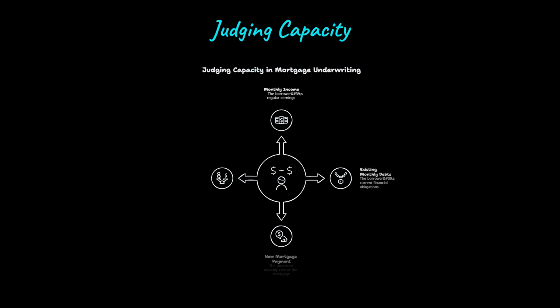To judge capacity, the underwriter compares the borrower's monthly income against existing monthly debts, then asks whether the new mortgage payment can still be afforded. This forward-looking check is the essence of the capacity analysis.